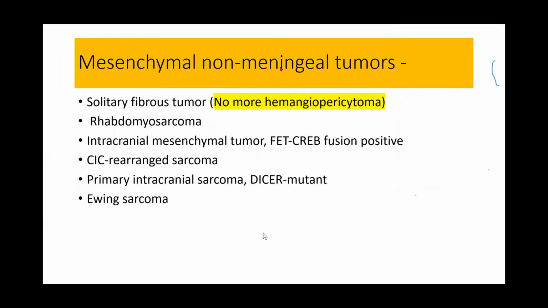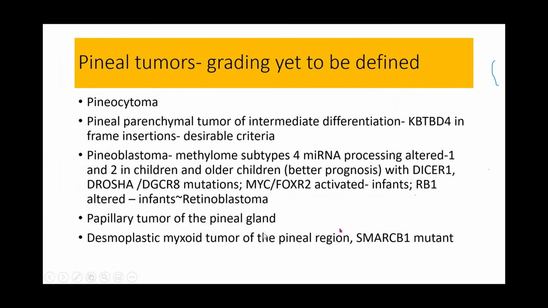Amongst the categories of mesenchymal non-meningothelial tumors, a lot of changes have occurred, and these mainly reflect the changes that have occurred in the WHO classification of soft tissue tumors. So, a solitary fibrous tumor is no longer called SFT, HPC, or hemangiopericytoma. This term has been left out in the new classification.